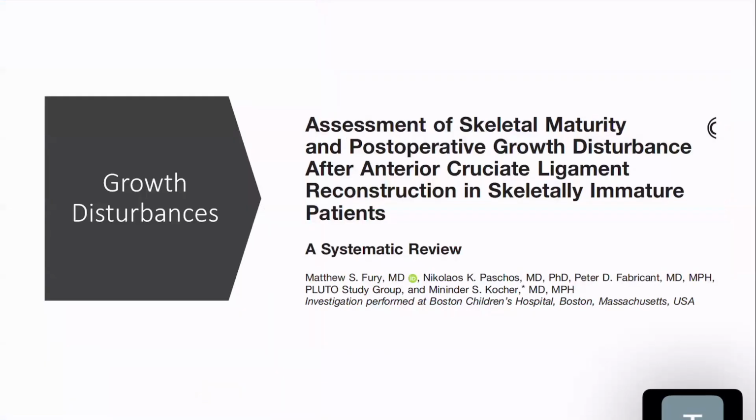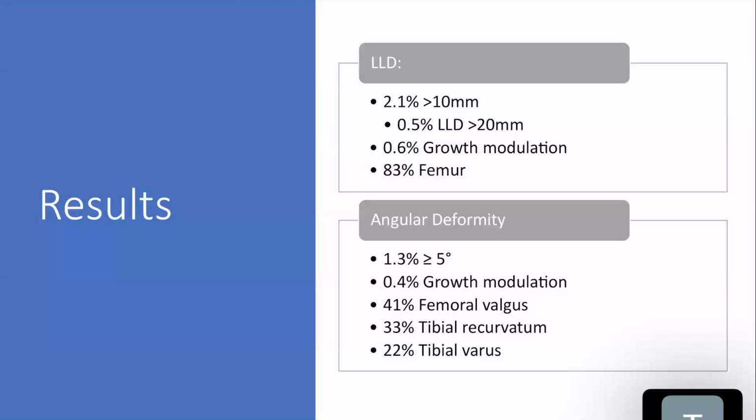This systematic review published in 2021 from Dr. Coker and the Pluto study group again wanted to comprehensively describe how previous studies in the pediatric ACL literature have assessed preoperative skeletal maturity and remaining growth potential, and to review the incidence, reporting and monitoring of postoperative growth disturbances. This study included 100 articles and about 3,800 patients. They found that 2.1% of patients demonstrated a leg length discrepancy of greater than 10 millimeters from the contralateral extremity, and 0.5% of patients had a discrepancy greater than 20 millimeters.